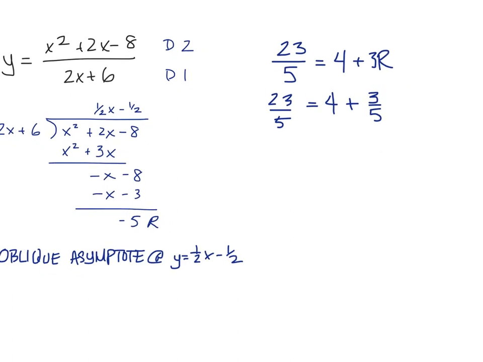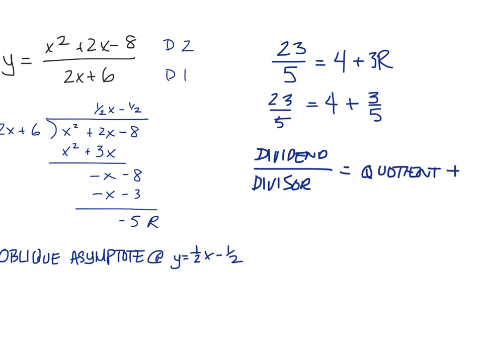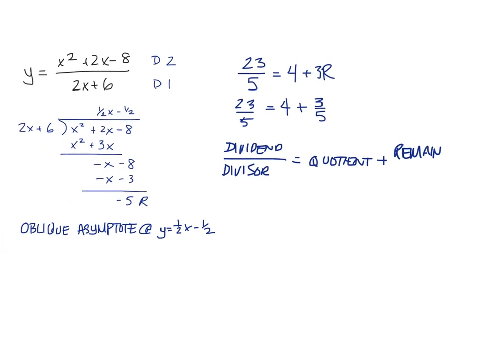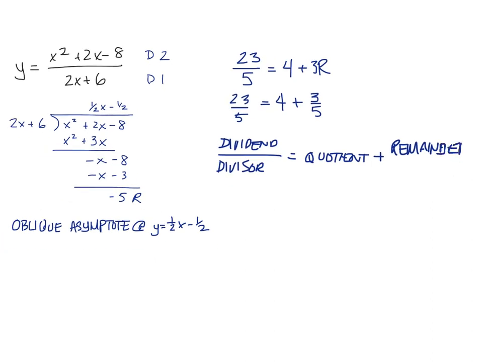So we call this the dividend over our divisor is equal to our quotient, which is our answer, plus the remainder over our divisor as well. Oh, can't fit it. Need to zoom out a little more. Remainder over our divisor. Right? That is our division statement.